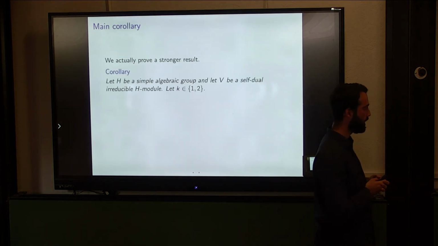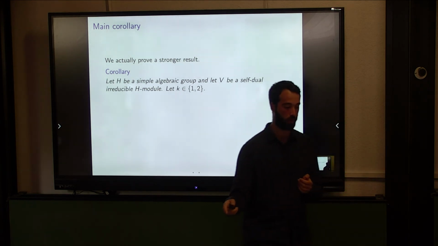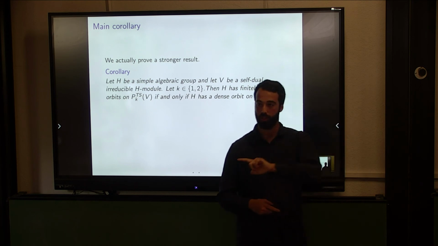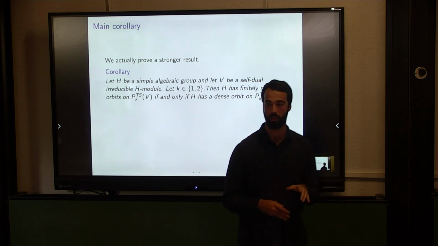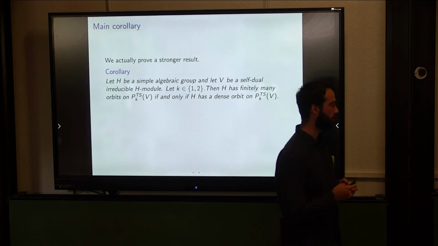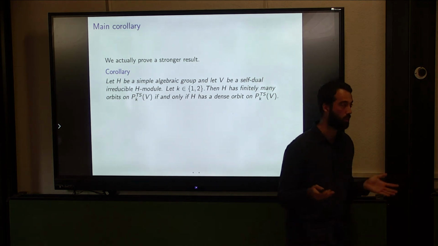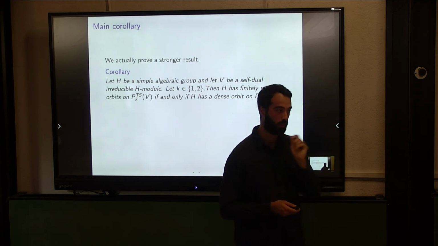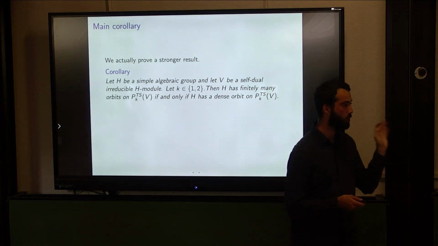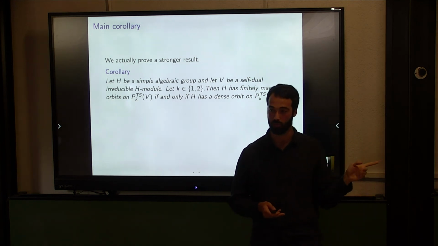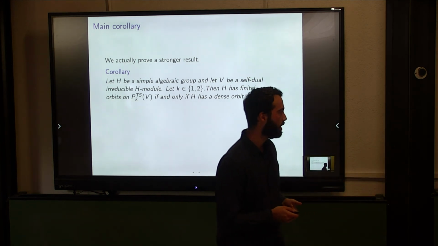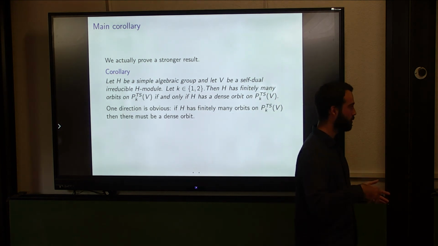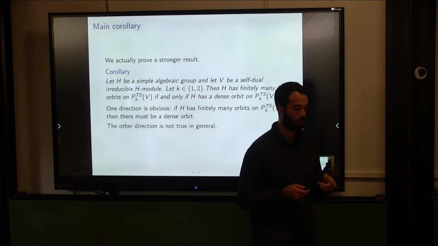We show that in these two cases, so k equals 1 or k equals 2, the property of having finitely many orbits is actually equivalent to having a dense orbit. This is a nice result that doesn't have to be true in general. In fact, for the case that was dealt with by Guralnick et al., they showed that this was only true for one spaces. Here we're also getting two spaces. One direction is obvious, of course: if we have finitely many orbits, we have a dense orbit. But the other direction is not true in general.